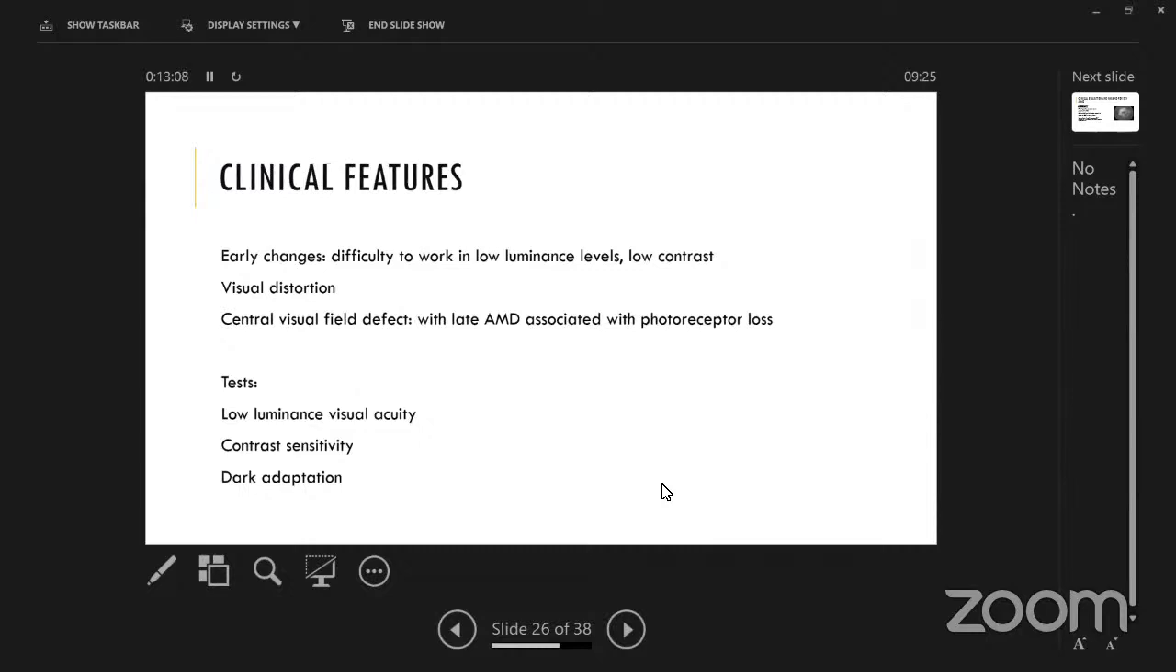So clinical features: in early changes, it is difficult for the patient to work in low luminance levels and low contrast. There might be visual distortion. Central visual field defects are associated with late AMD with photoreceptor loss. When we do best corrected visual acuity, we usually do it with high contrast and in bright illumination. So they are detected in a later stage. So for detecting AMD earlier, we can do low luminance visual acuity, contrast sensitivity, or dark adaptation.